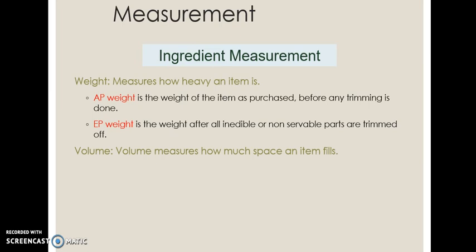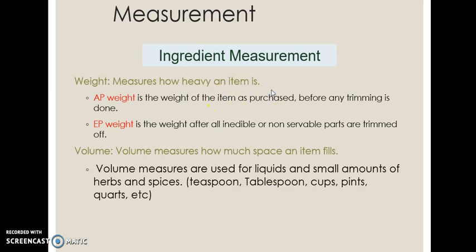but then you're just going to throw it away. So when we actually measure ingredients, it makes a huge difference whether or not the weight is AP, meaning how it's purchased, or EP, which means edible portion, which is how that product is actually the usable product that we have. So those are two different things, and they're very important as far as ingredients.